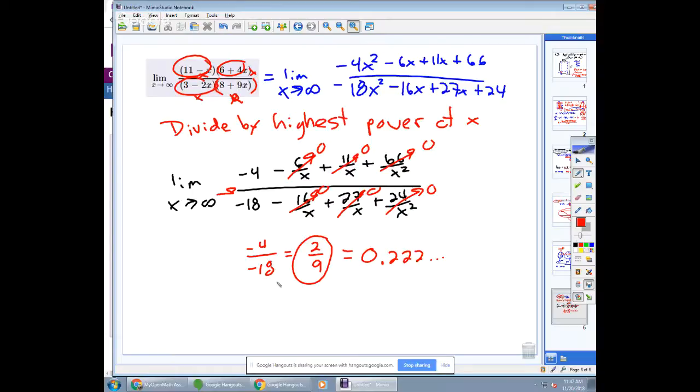Another way to think about it, once you get used to this, you can just look at it and say, hey, I know these have the same degree. The squares are going to dominate for big x. So the limit has got to be negative 4 over negative 18. You don't necessarily have to show all of this work, but this is one way to prove that the squares dominate. Okay? Tyler, does that help? Okay, all right. So I think we have just enough time to set up the can problem.